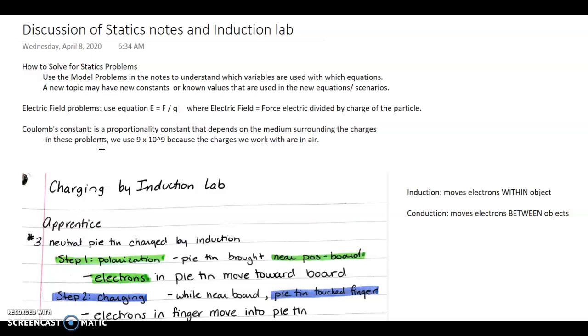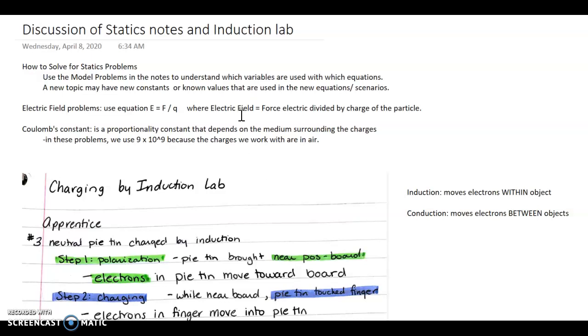The Coulomb's constant, which is the K value, is a proportionality constant based on the medium surrounding the charges. Trying to figure out where it came from would be a very good sideline, or something you may discuss in a further physics class. But for us, all we need to know is the value, and this one depends on the medium surrounding the charges. We've all been working with charges in air, so we use 9 times 10 to the 9th because the charges we're working with are in the air.